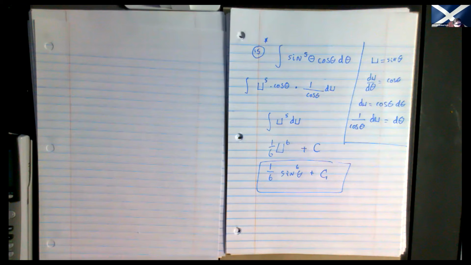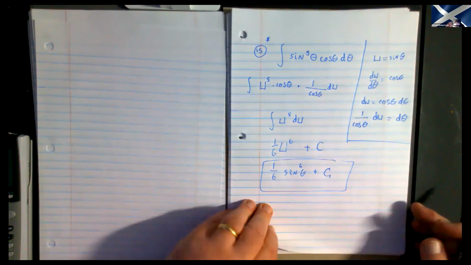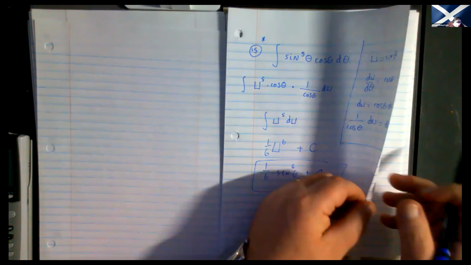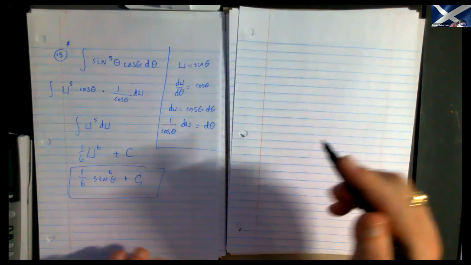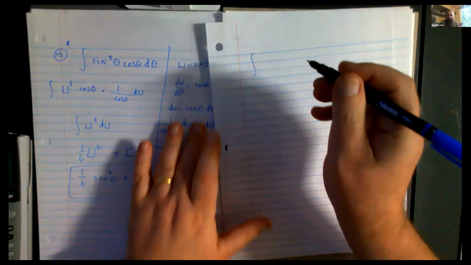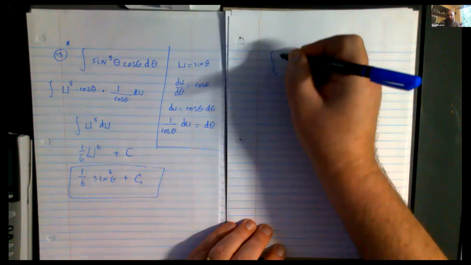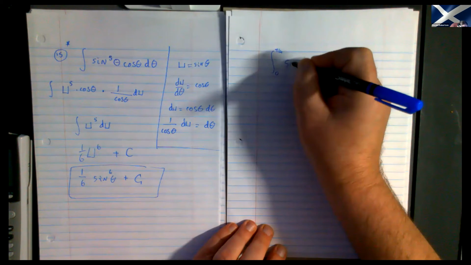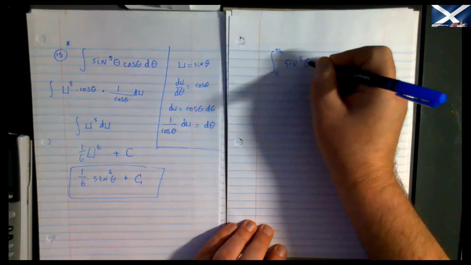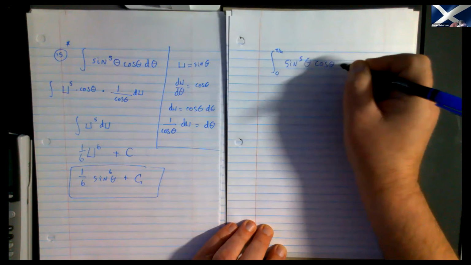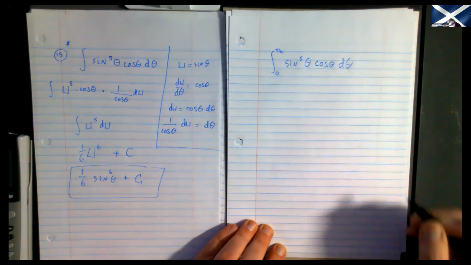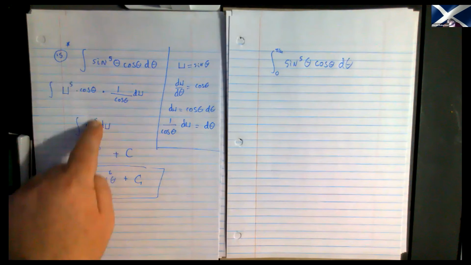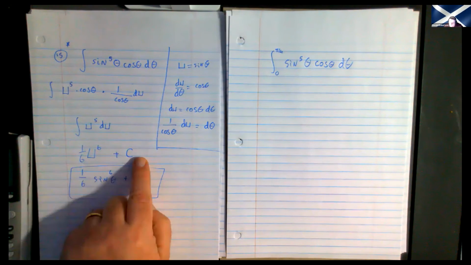Now, I'm not doing this question in full, but imagine the exact same question, but with limits 0 to pi upon 4. Now, this would be a definite integral. All of this would be the same. Wouldn't the difference happen here?